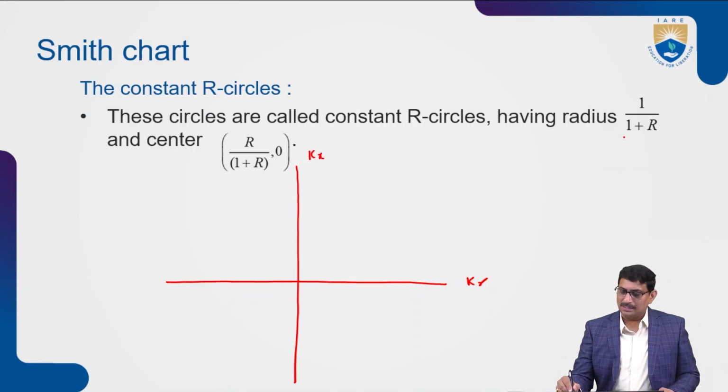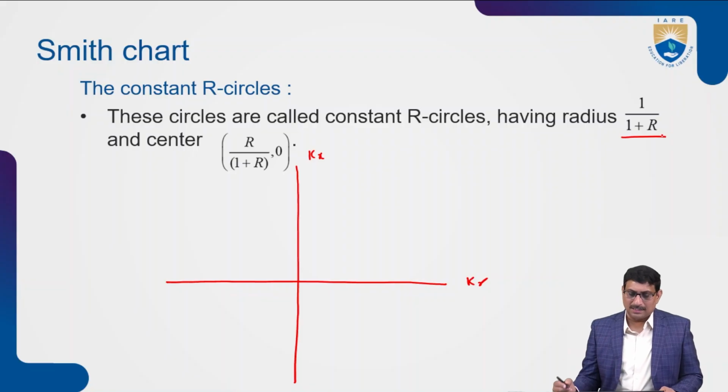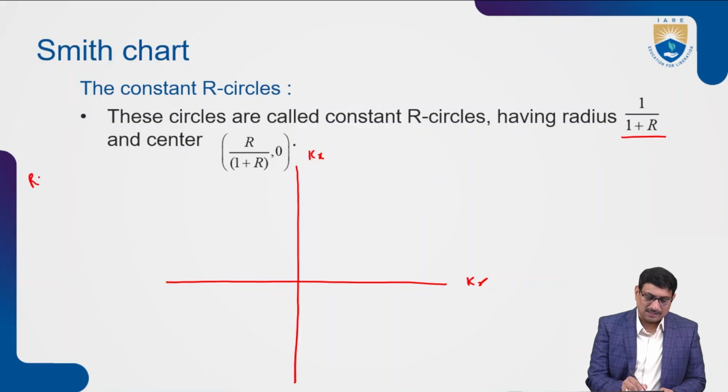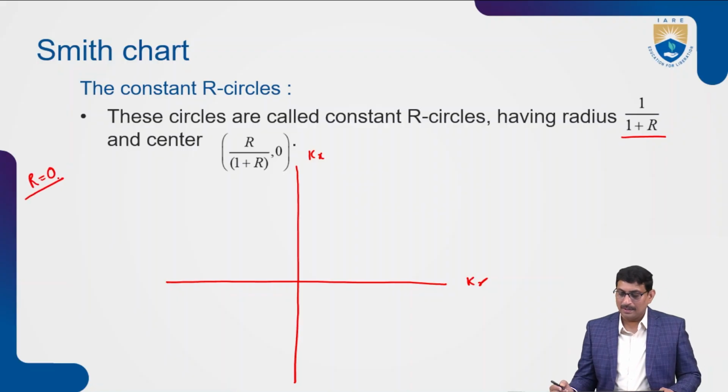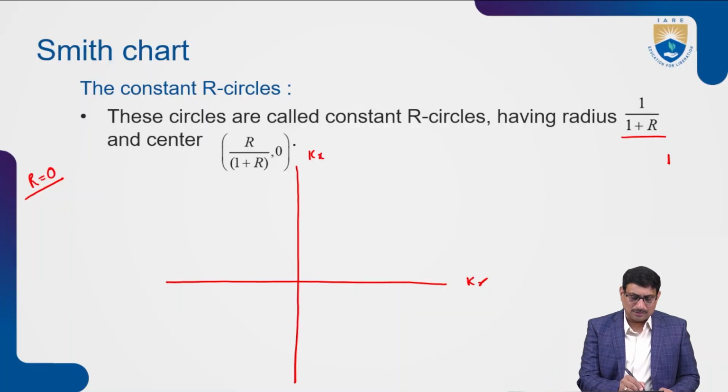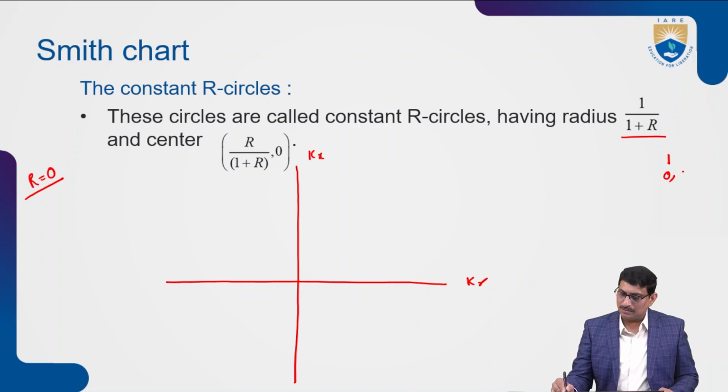These r circles have the radius 1 divided by 1 plus r, and the center r divided by 1 plus r comma 0. The first circle is for r equal to 0. If I substitute r equal to 0, the radius becomes 1 divided by 1 plus 0, which is 1. And the center is 0 comma 0 divided by something, which is 0 comma 0. Therefore, the center is at 0 comma 0.